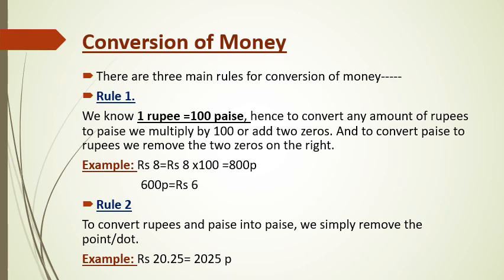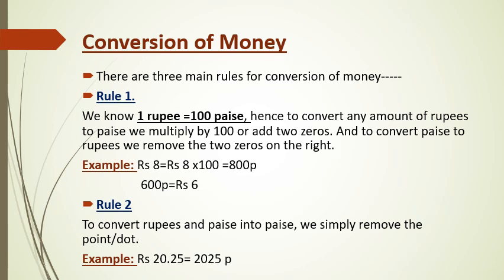Let's have some example. Rupees 8. We have to convert rupees 8 into paise. So what we are going to do? We simply multiply 100 with rupees 8. So it will become 800 paise, or we can add 2 zeros after 8. Then also we are getting 800 paise.